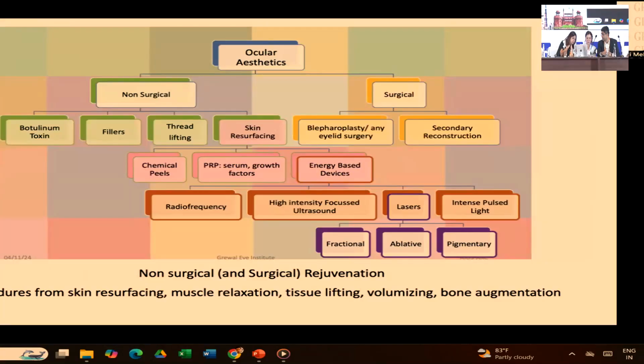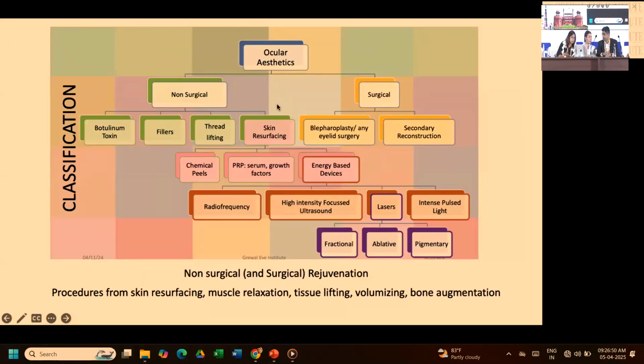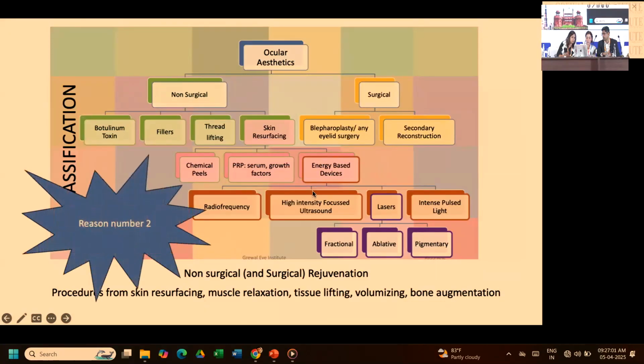The second reason is, as oculoplasty doctors, we do come across people seeking aesthetic rejuvenation of the periocular region, out of which surgical, of course, is one of the go-to skill sets that we have all acquired. But the list of non-surgical procedures is immense, and there are so many options available that we need to be aware about them.